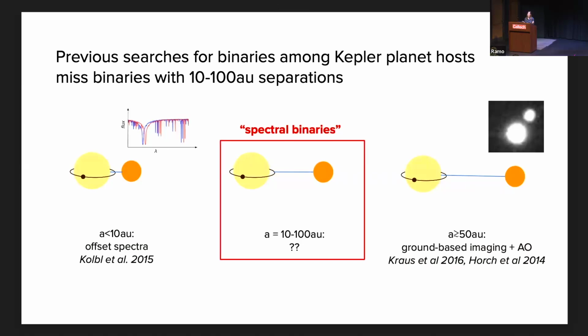This gap is really important because it encapsulates that 40 AU peak where we expect most binaries to reside based on field stars. So we really want to be able to detect binaries in this gap.